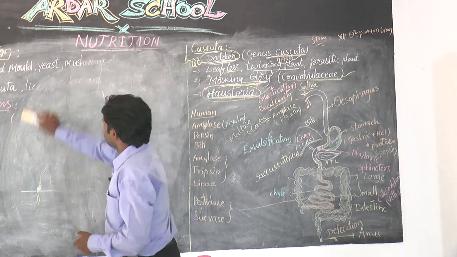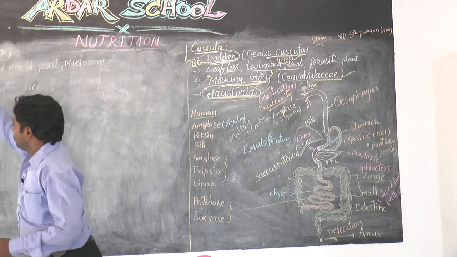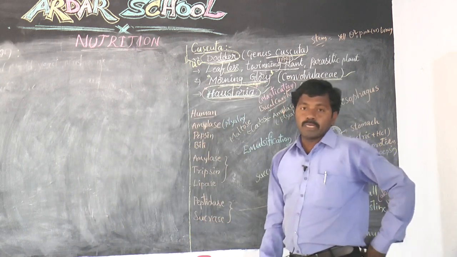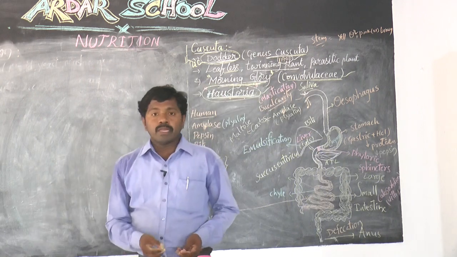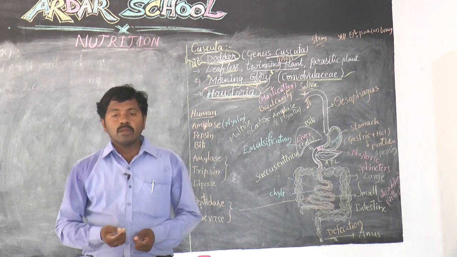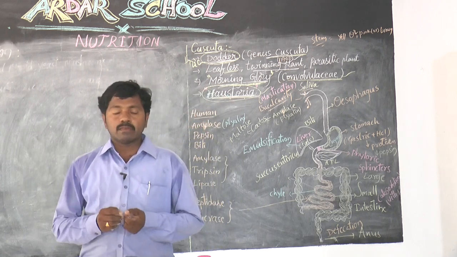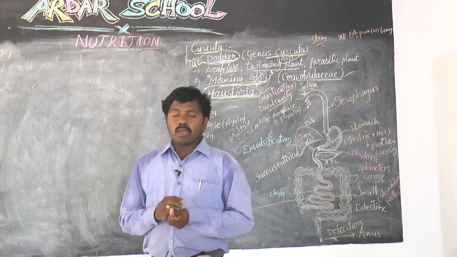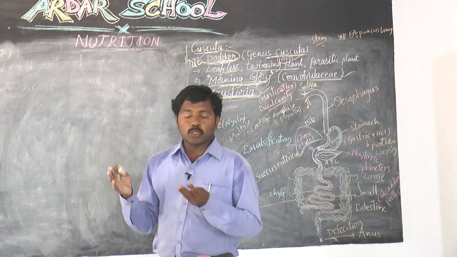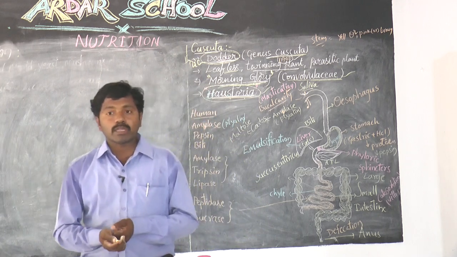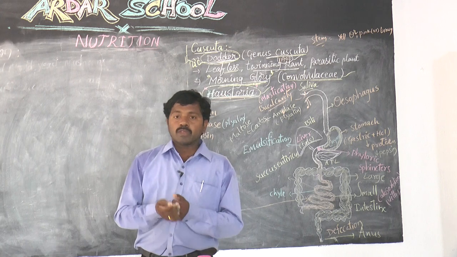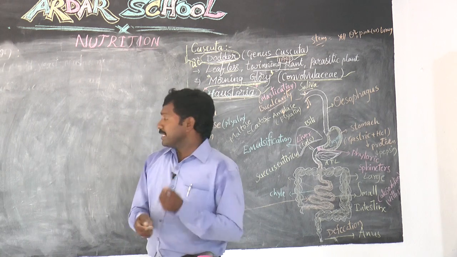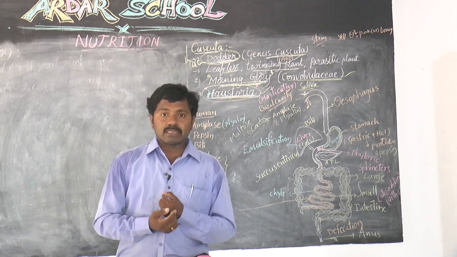Mainly, when we observe digestion in human beings, what does digestion mean? When you take food, which is a complex material, it is broken down into simple compounds. That is called digestion. In the human body we have a system called the digestive system. If you observe the digestive system, it is a pipe-like structure. It starts with the mouth and ends with the anus.